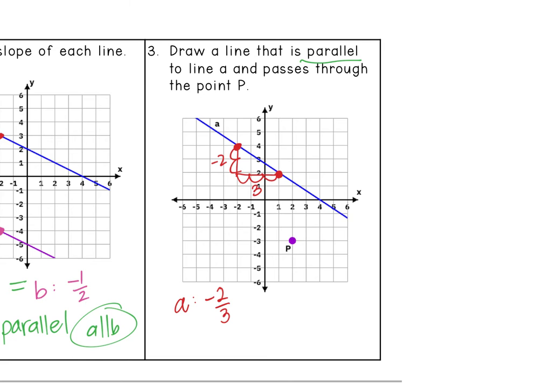So remember, I'm trying to keep it parallel, so I need to use the same slope. The only difference is that I want it to go through this point, point P. So I'm gonna erase some of my markings here, that way I don't confuse myself. Okay, so I want a parallel line through point P.